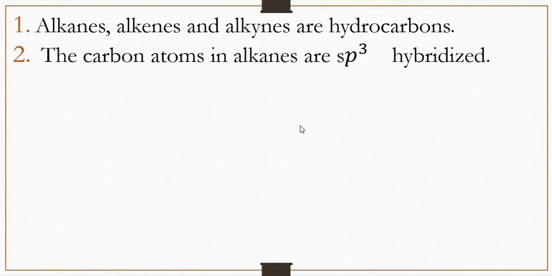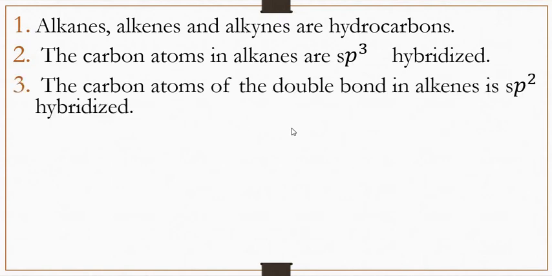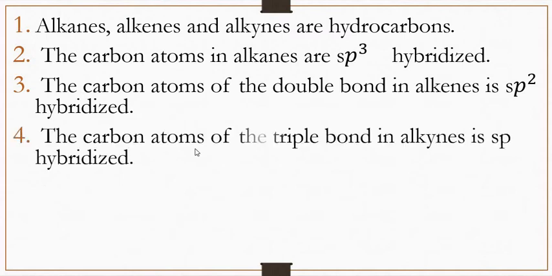The third point on the list notifies us that the carbon atom of the double bond in alkenes is sp2 hybridized. So what that means is that one s orbital and two p orbitals from the carbon atom come together to form the sp2 hybridized orbitals. The fourth point points out that the carbon atom of the triple bond in alkynes is sp hybridized. So one s orbital and one p orbital come together to form hybridized orbitals.